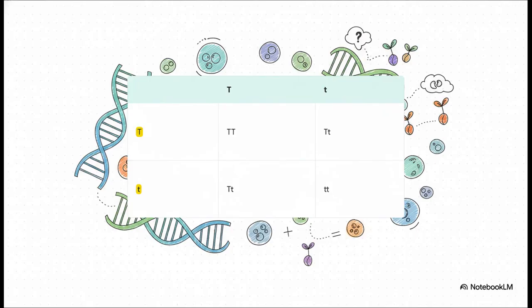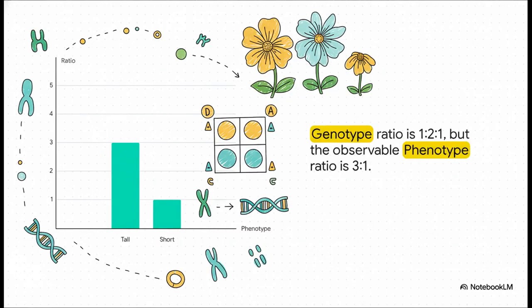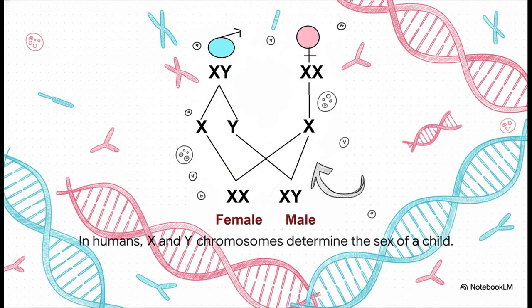So how do we predict this stuff? We use a neat little tool called a Punnett square. So you can see the genetic ratio is 1-to-1, but what you see is that 3-to-1 ratio. And hey, this isn't just about plants. It's how human sex gets determined with X and Y chromosomes.